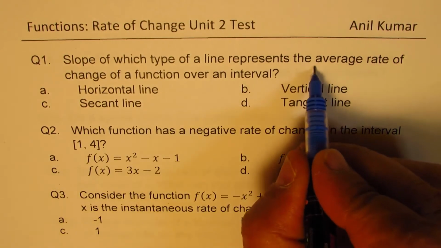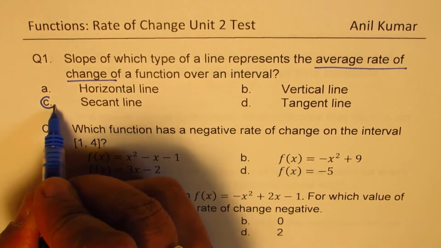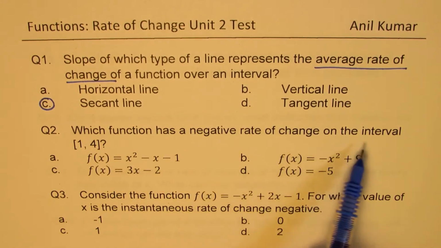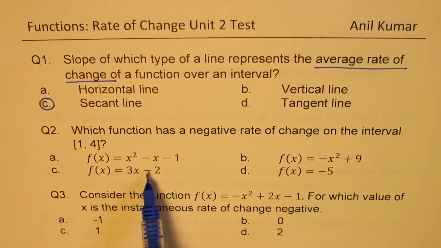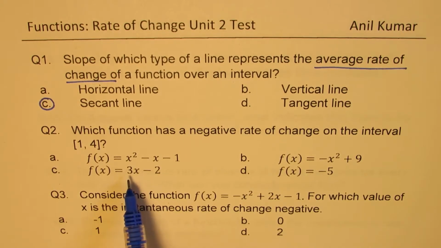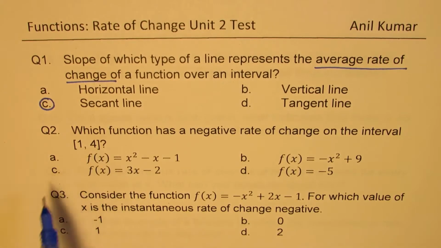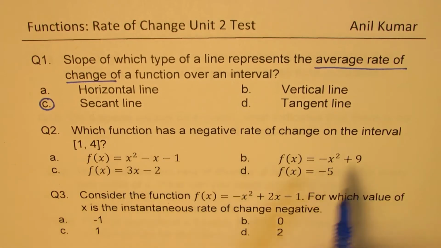Now, as far as the average rate of change is concerned, it is always given by the slope of the secant line, correct? Question number 2. Which function has negative rate of change out of these, right? So now this is the constant function negative 5. Some students mark that as the answer. Here, the rate of change is 0, right? It is a constant function. This is a straight line. Rate of change is plus 3, so it's not negative. We are also looking for interval from 1 to 4, right? So which function has a negative rate of change?